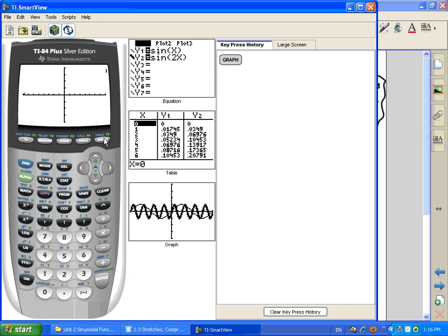Again, we'll see our parent function as it regularly is. And then here's where the tricky part comes. Notice what's happening. To complete one, it takes half. It's completing it twice as fast as the regular one. So see how in the time it takes to do one parent function, we have 2 of the transformed functions.